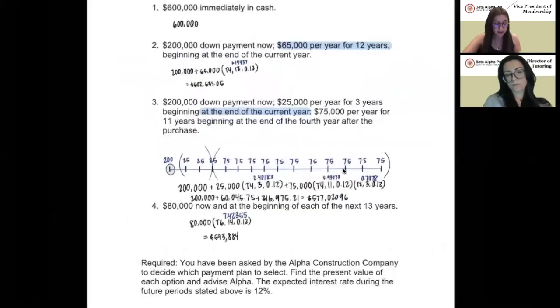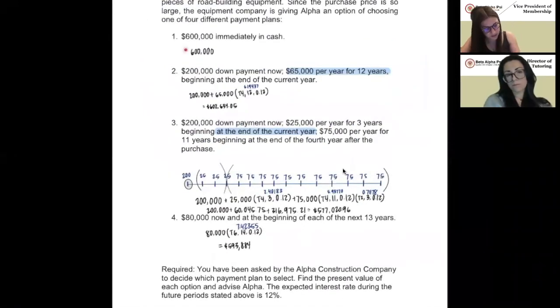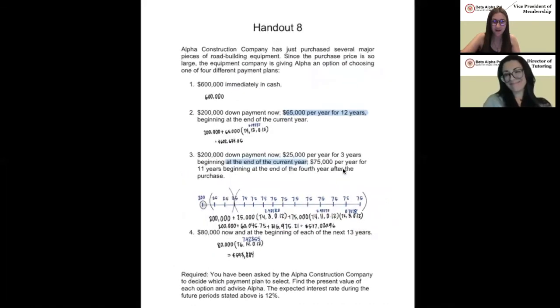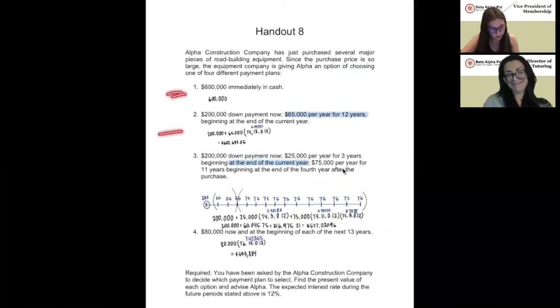So what they're asking us to do is look at these 4 options: 600,000, 602,000, 577,000, 593,000. We're going to advise them they should go with the cheapest one, right? And so that's how you do that. So you're finding the present value of each of the problems, and then you're figuring out what's the best option for them.